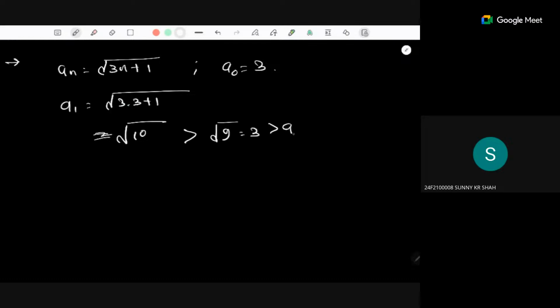So that means a1 is greater than a0. So here we have some sort of increasing sequence, but the sequence is not bounded above because it goes to infinity as n goes to infinity, right? So here we cannot actually apply.